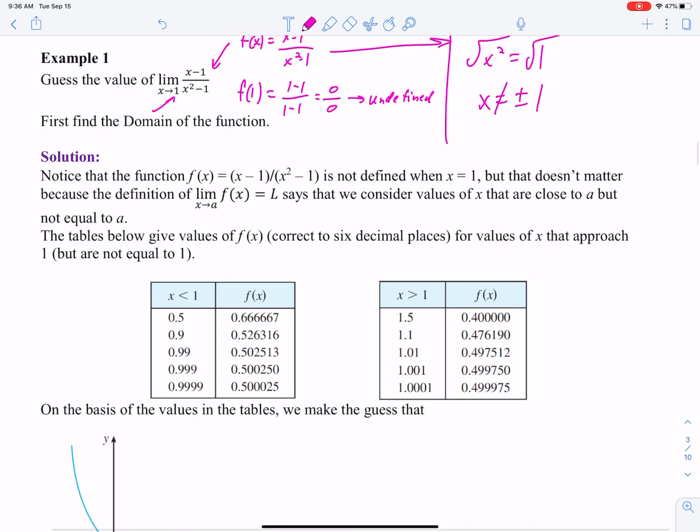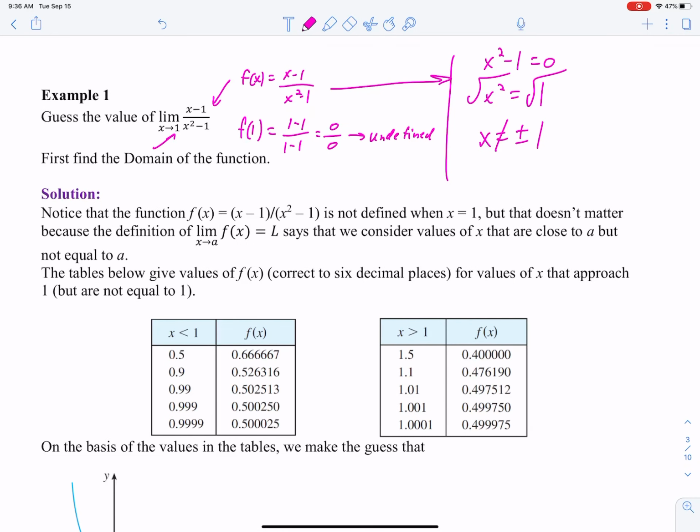Right, and we know that because we just checked it. If you plug in a 1, actually if you plug in a negative 1 as well, you get 0 in the denominator, which is undefined. All right, so the solution here, so notice that this function is not defined at x equals 1, but again, doesn't matter because when we do limits, we're not concerned with what's happening at x equals a, which is 1 in this case. The definition says we consider values that are close to a but not equal to a. The table below gives values of f of x correct to 6 decimal places for values of x that approach 1 but are not equal to 1.